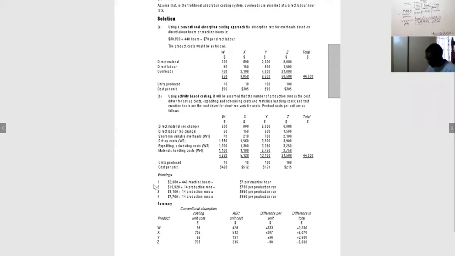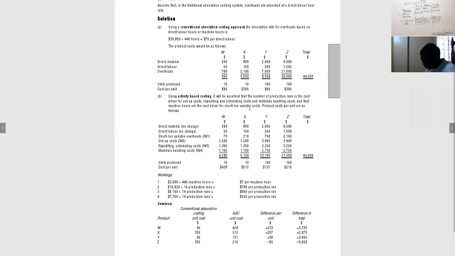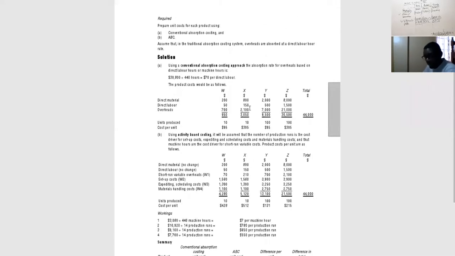Okay, so you can see the question itself on this page number 22. You can scroll it down. They want us to prepare unit costs for each product using A, conventional absorption costing, and B, ABC. And then they are telling us to assume that in the traditional absorption costing system, overheads are absorbed at a direct labor hour rate.